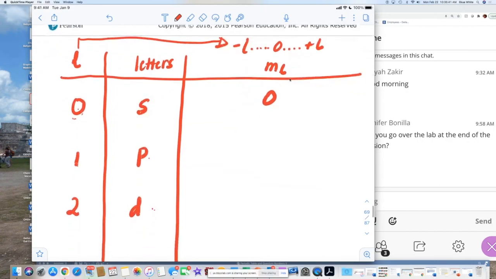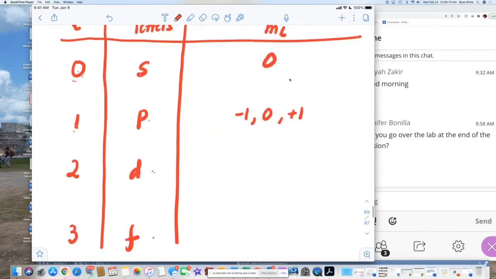Okay, the next one, when L is 1, we go like this: negative 1, comma, 0, comma, positive 1. So when L is 1, you write out negative 1 first, add 1 to get to 0, add 1, you get to positive 1. So we end up with 3 different numbers assigned to M sub L when L is 1. Next one, when L is 2, we end up with 5 different numbers. What does that mean? You end up with negative 2, add 1, negative 1, add 1, 0, add 1, positive 1, add 1, positive 2.